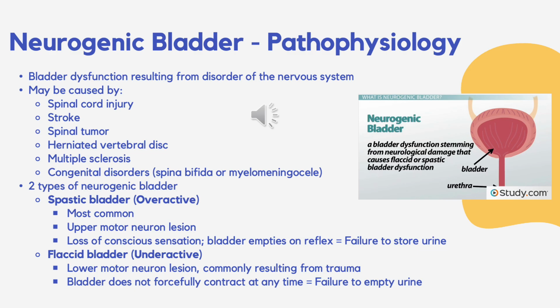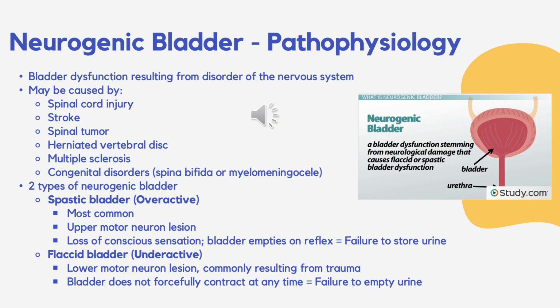Alright, so a neurogenic bladder is a very complex condition where the bladder dysfunction actually stems from disorders of the nervous system. So it may be caused by a lot of different factors, things like a spinal cord injury, a stroke, spinal tumors, herniated vertebral discs, multiple sclerosis, or even different congenital disorders such as spina bifida or myelomeningocele. So these neurological disabilities essentially will disrupt the normal control of the bladder, and it results in a type of neurogenic bladder. And we have two primary types, either a spastic, otherwise known as an overactive bladder, or it may be a flaccid, which is otherwise known as an underactive bladder.